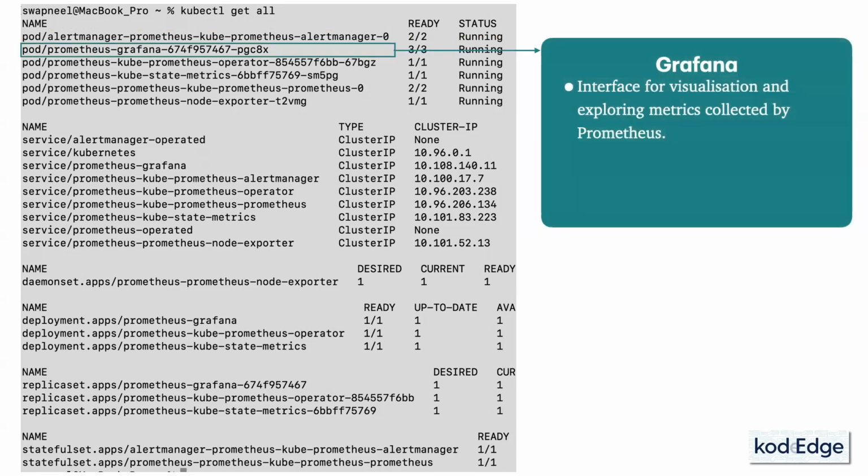The next pod is for Grafana. This is a third-party service which is not part of Prometheus, but it gets installed with the help of this Helm chart. So what is the use of Grafana? Grafana is used for the visualization of your metrics that are pulled from your application or the Kubernetes cluster, and you can create dashboards in Grafana.